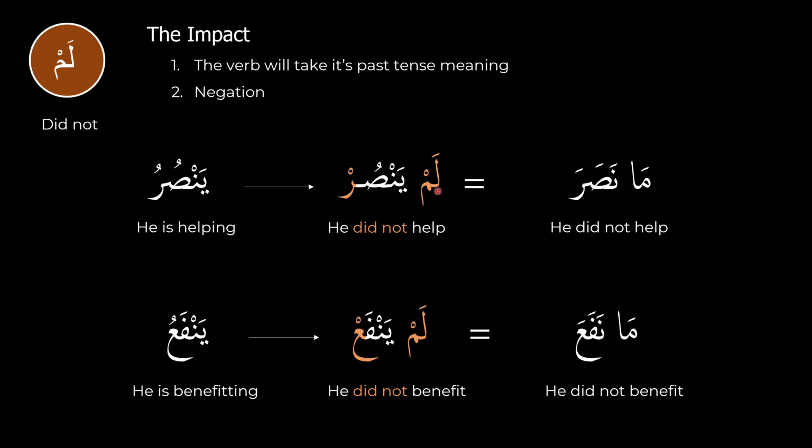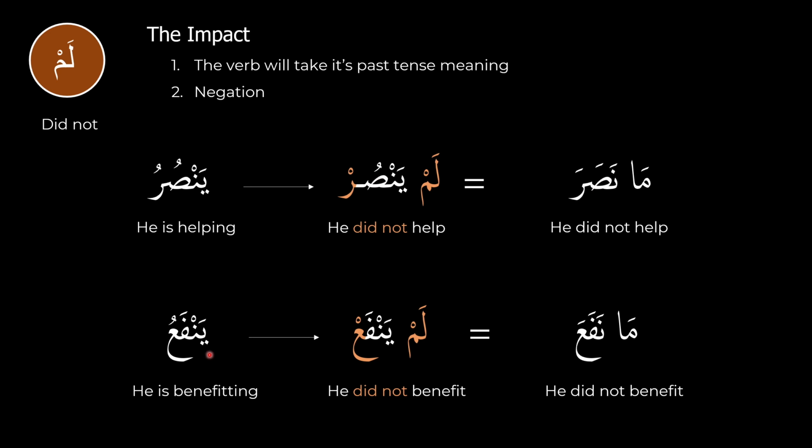So now this becomes he did not help. Again, it's in the past and we have a negation. So you get the meaning of did not, right? And this is the same thing as ma nasara, which is also he did not help. But again, here we're using a past tense verb instead of a present tense verb.